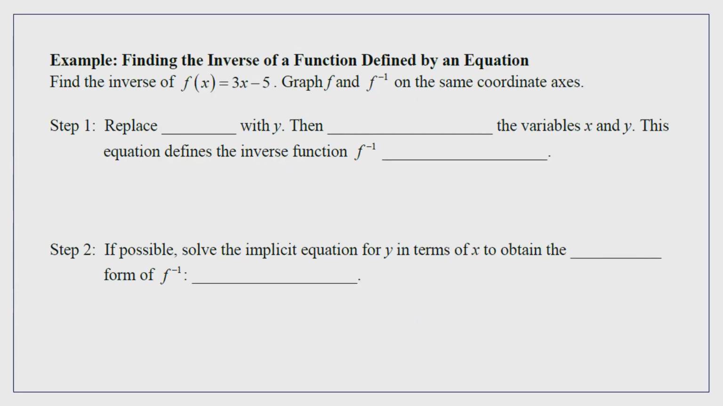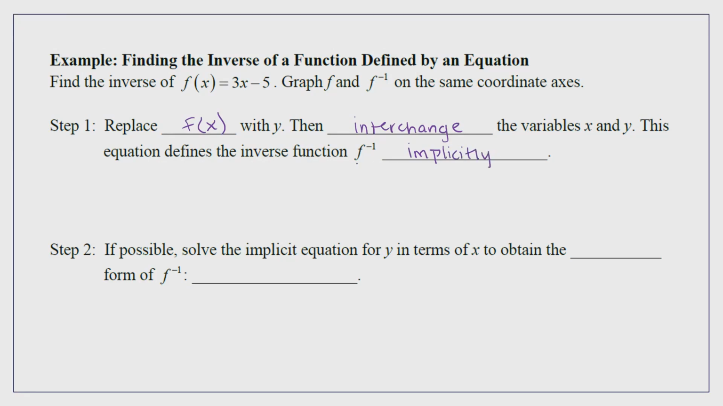So now we're going to go into finding the inverse of a function defined by an equation. So find the inverse of f of x equals 3x minus 5. And then we're going to graph the function and its inverse on the same coordinate axis. So when you're asked to find the inverse of a function, you're going to go through these 3 steps. Step number 1, you're going to replace f of x with y, and then interchange the variables x and y. This equation defines the inverse function of f implicitly.